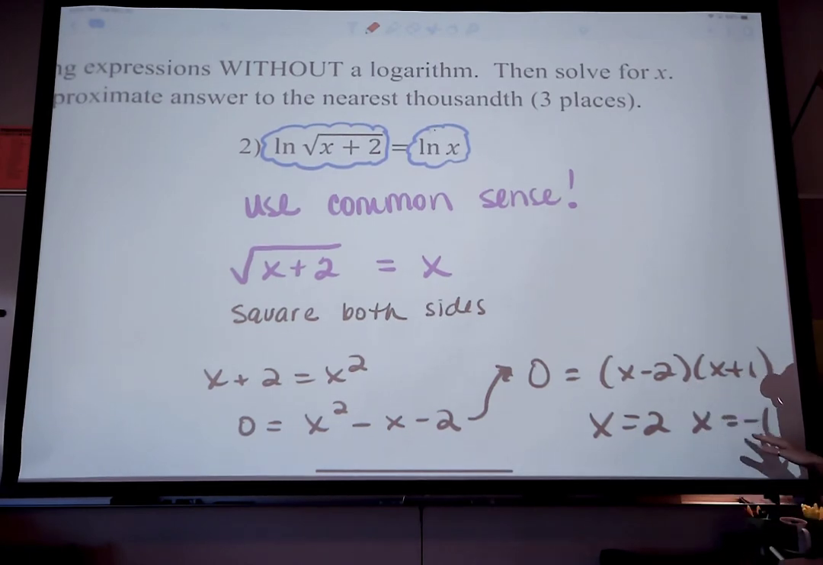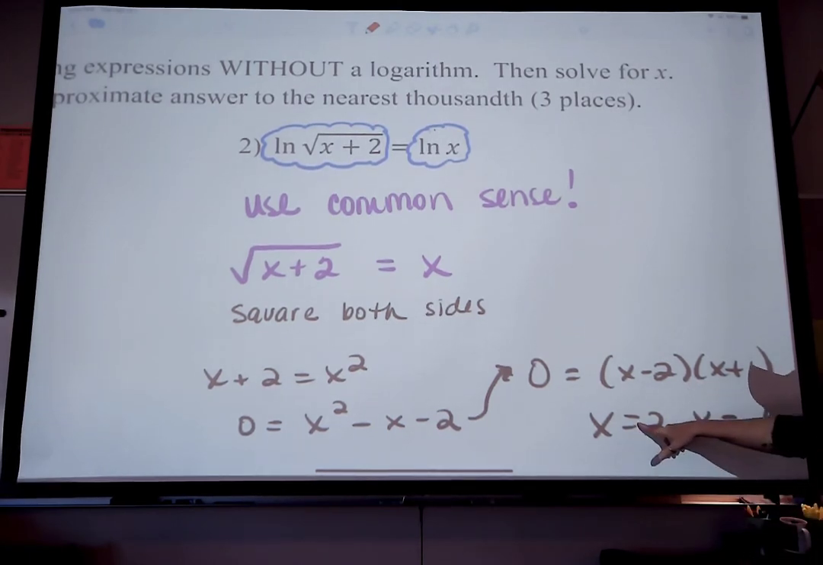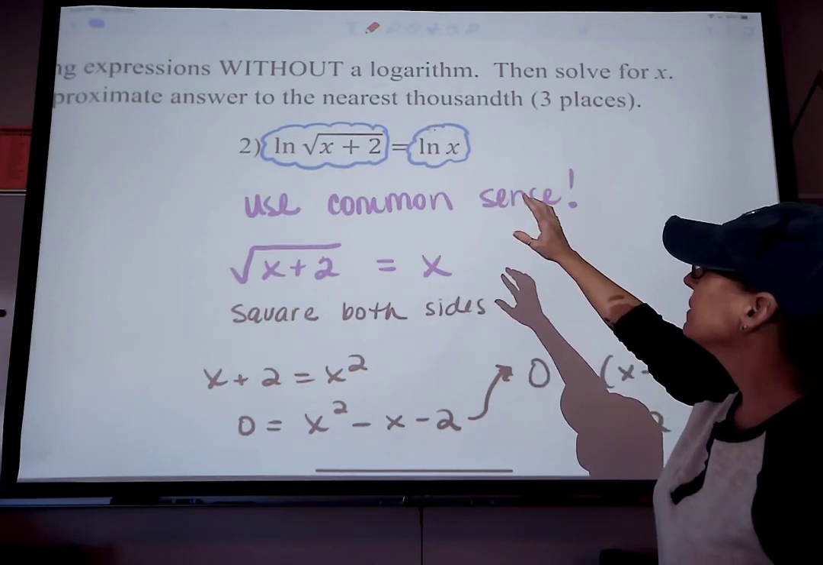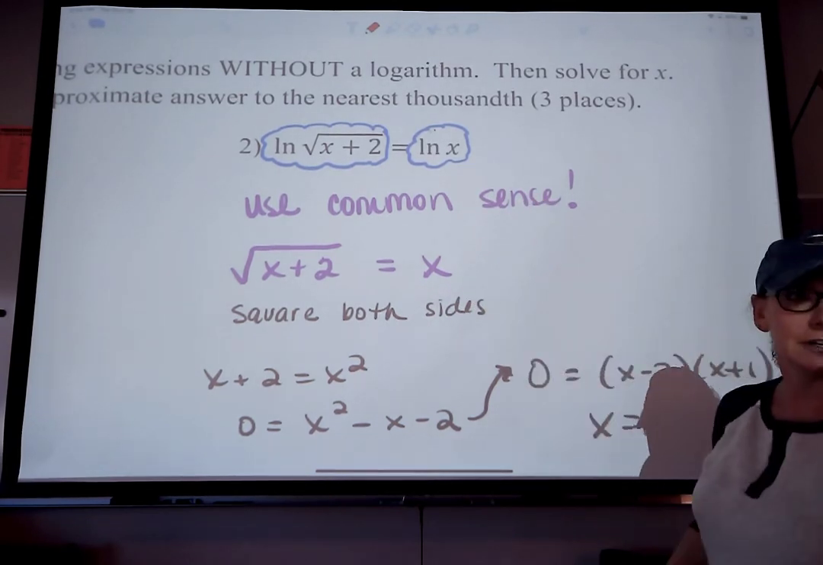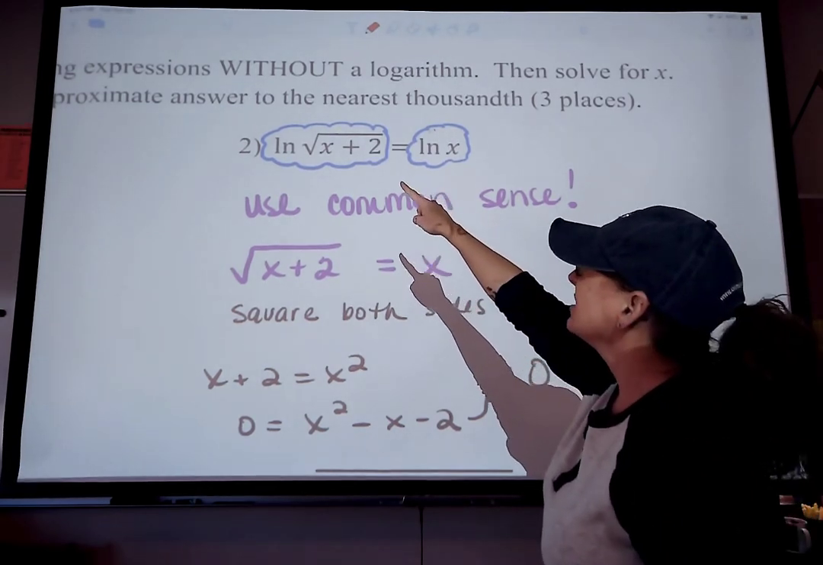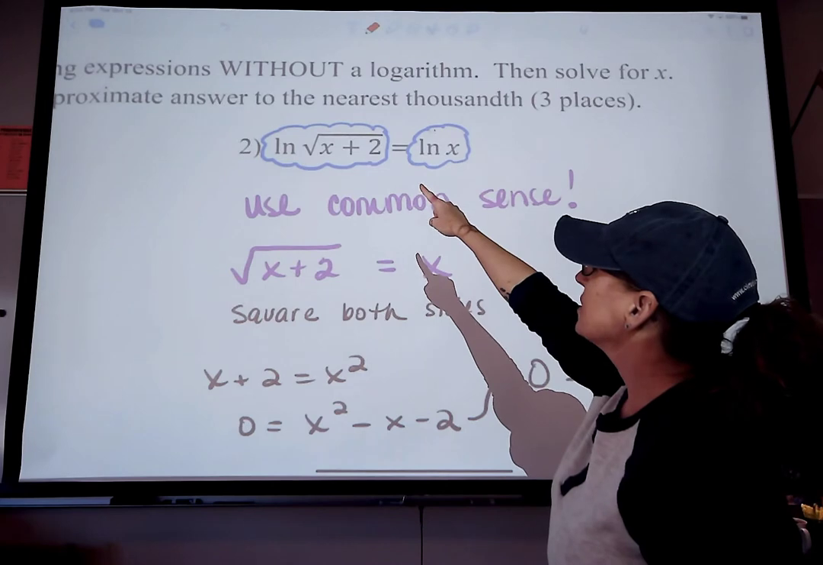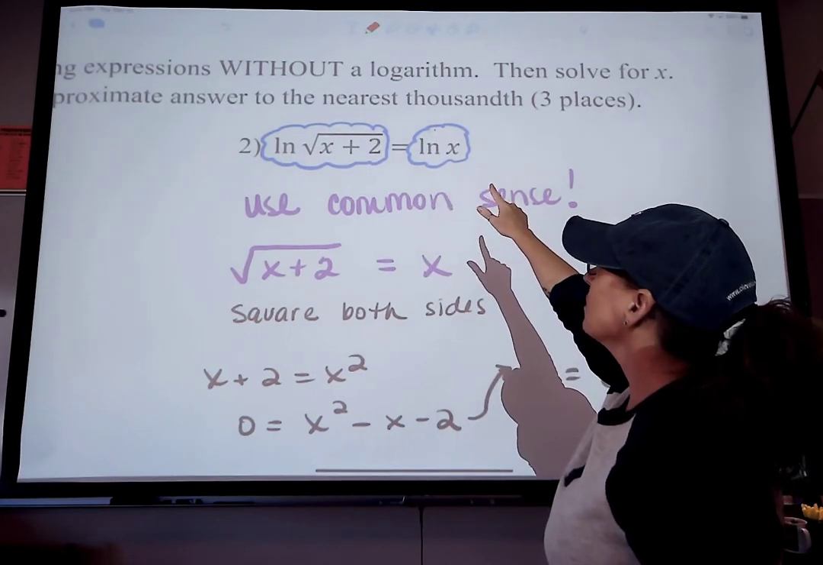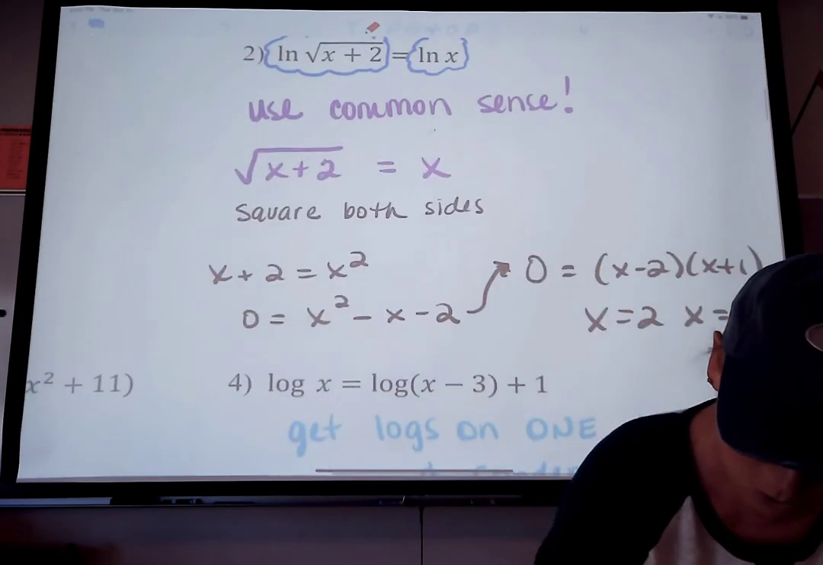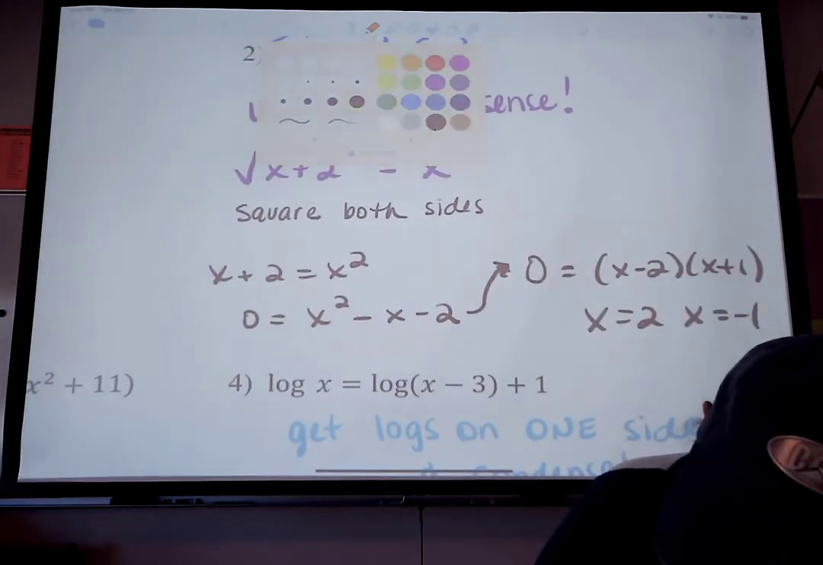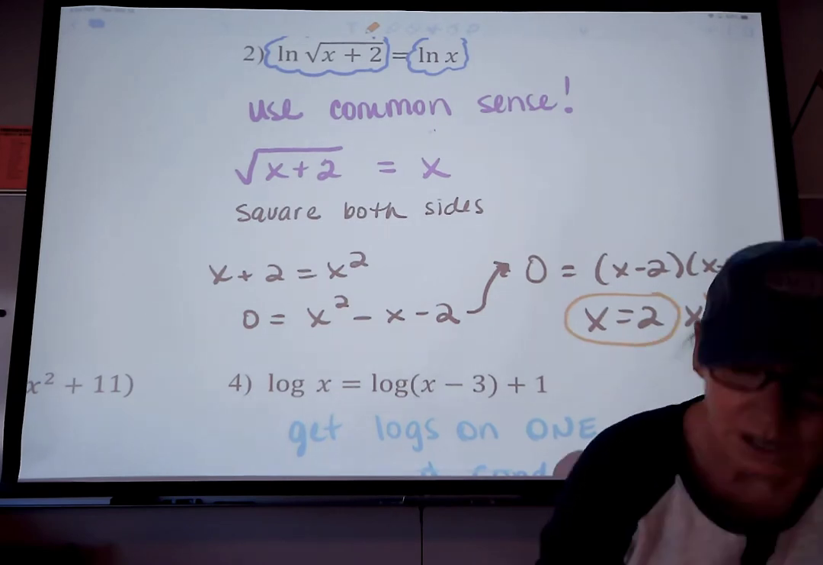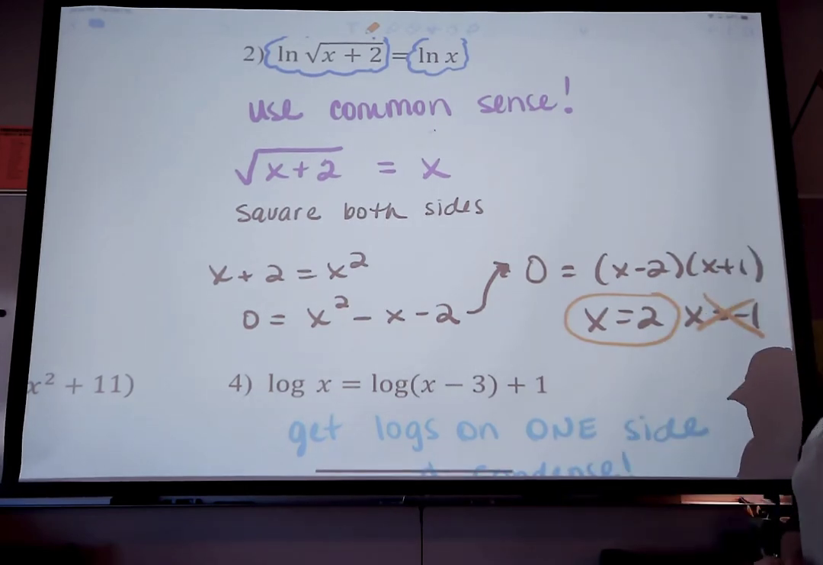And then a real quick check to make sure each answer is going to be okay. X equals 2, plug it in. Natural log of the square root of 4, okay? Natural log, okay, 2 is good. What about -1? Plug in -1. Natural log of the square root of, okay, that side's okay. Natural log of -1, oh, no, we got to throw this one out. X equals 2 is our only answer.